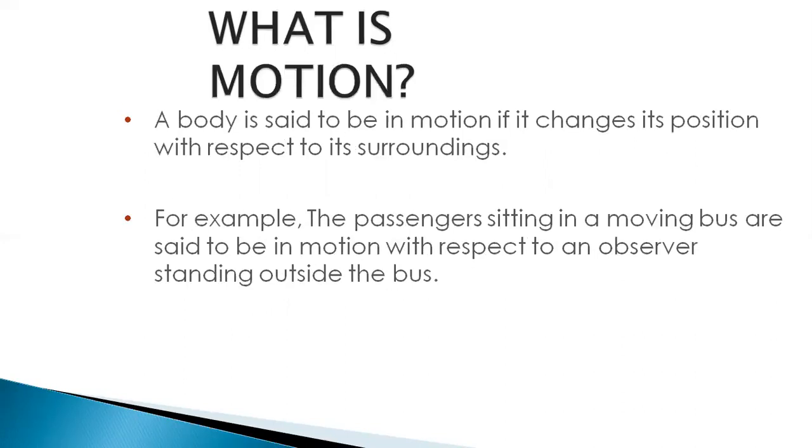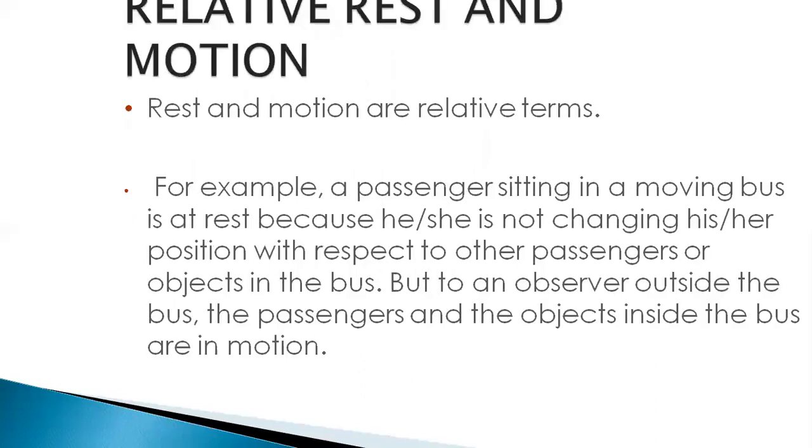Next thing is motion. What is motion? A body is said to be in motion if it changes its position with respect to its surrounding. If a body is changing its position with respect to time and surrounding, then the body is said to be in motion. For example, vehicles around you are moving, people around you are moving. Leaves of the trees are moving, so they are said to be in motion.